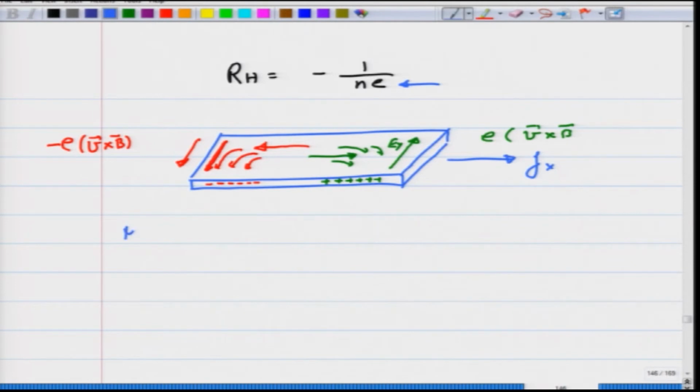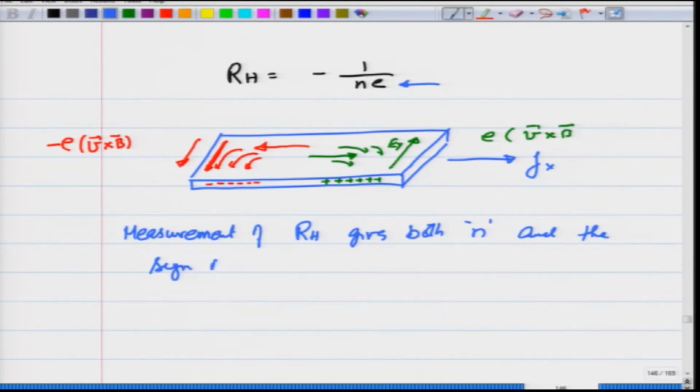So, measurement of R_H gives both n and the sign of the majority charge carriers. If we assume that the number of minority charge carriers is very small compared to majority charge carriers, this n is very accurate; otherwise it is really the difference in the n that comes out. So, these are the two transport properties that one usually measures in a semiconductor.